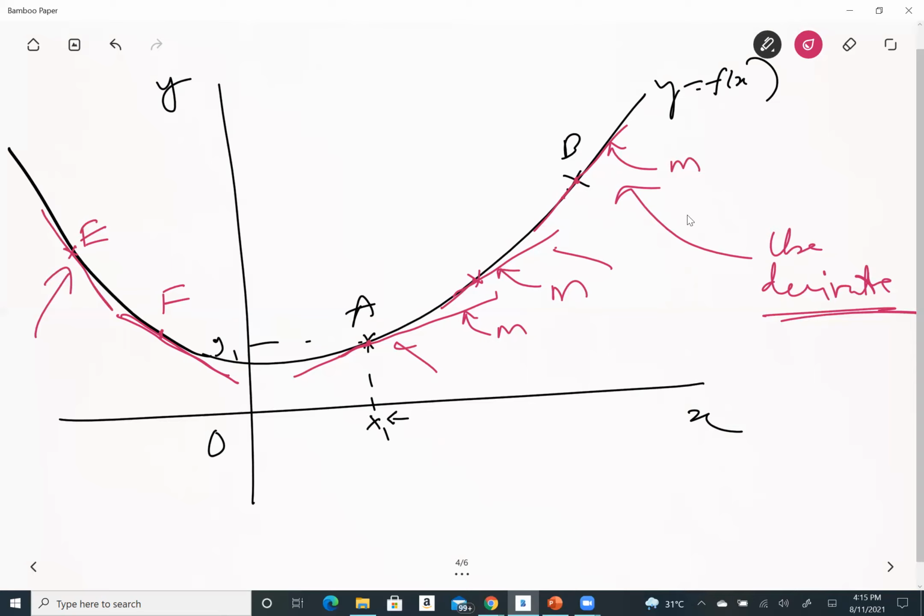What can you say? Look at M here, the slope here, slope A, slope at F, slope at E. All right, what can you say about the slopes? What are the character of the slope here?